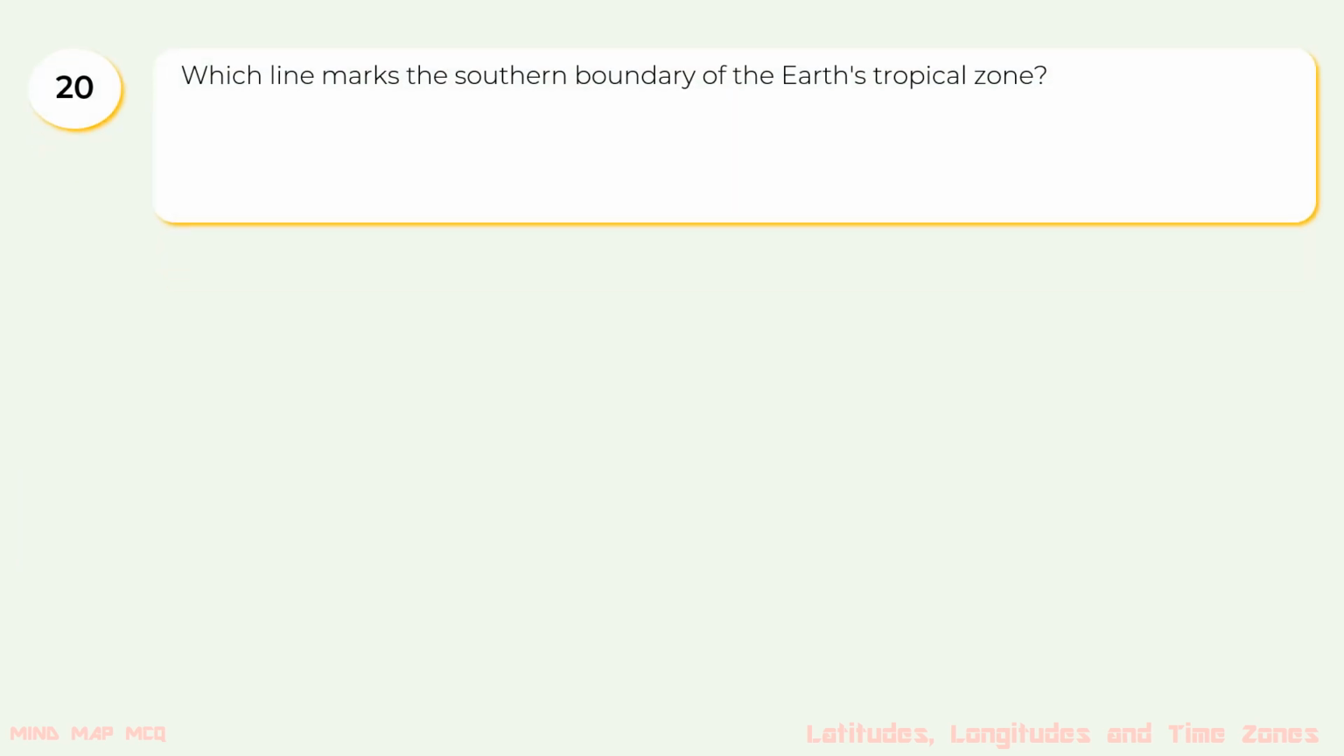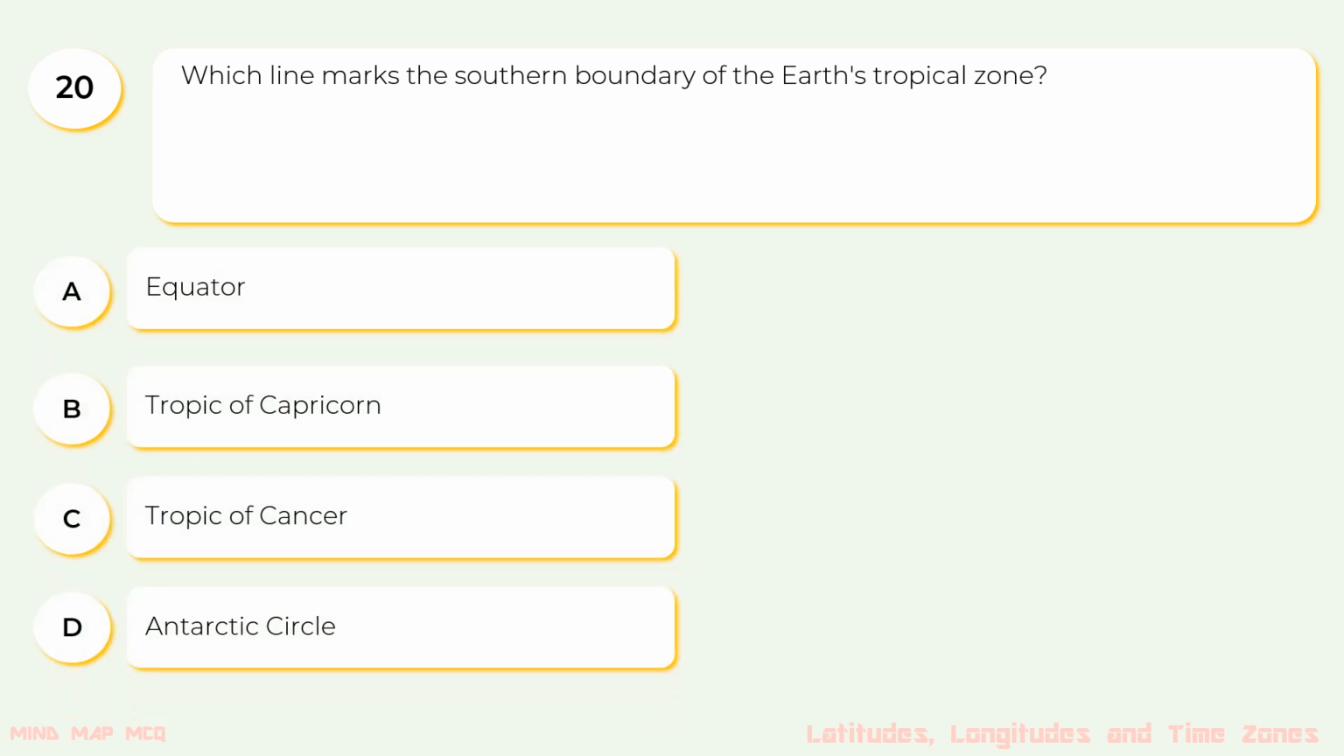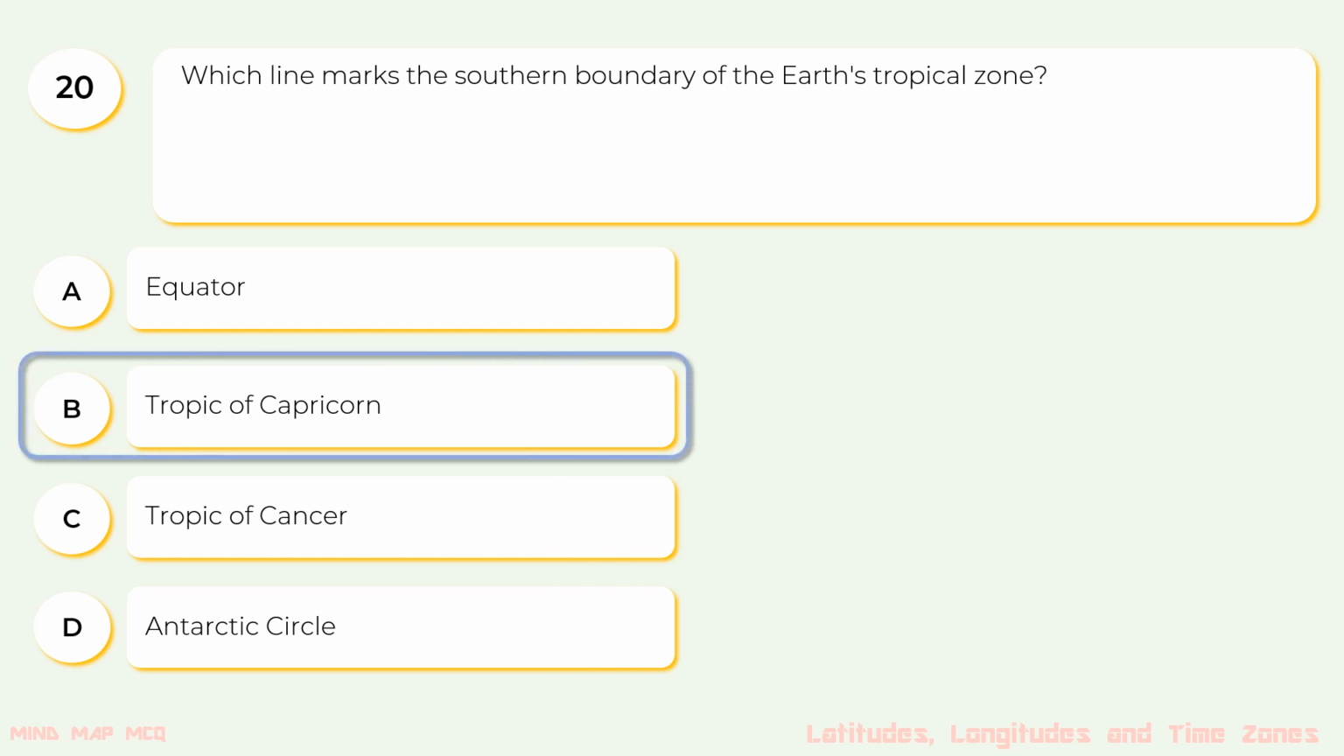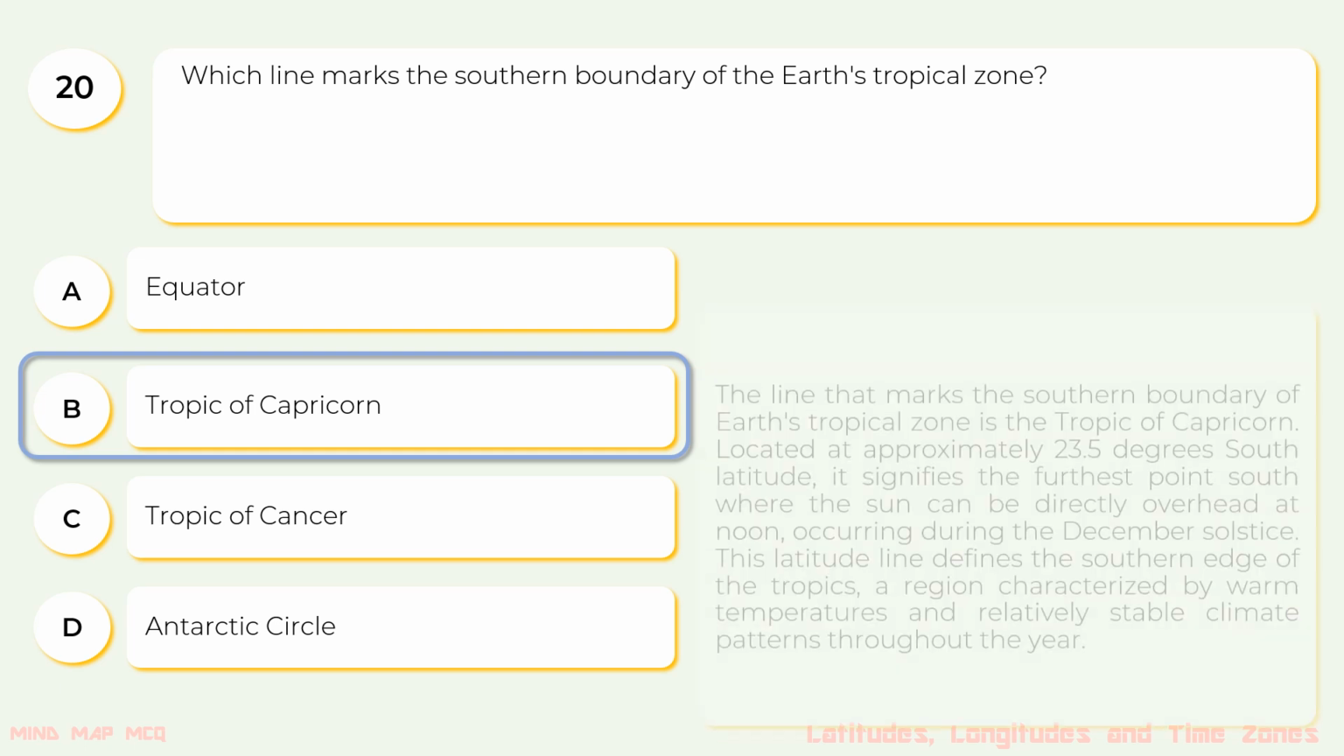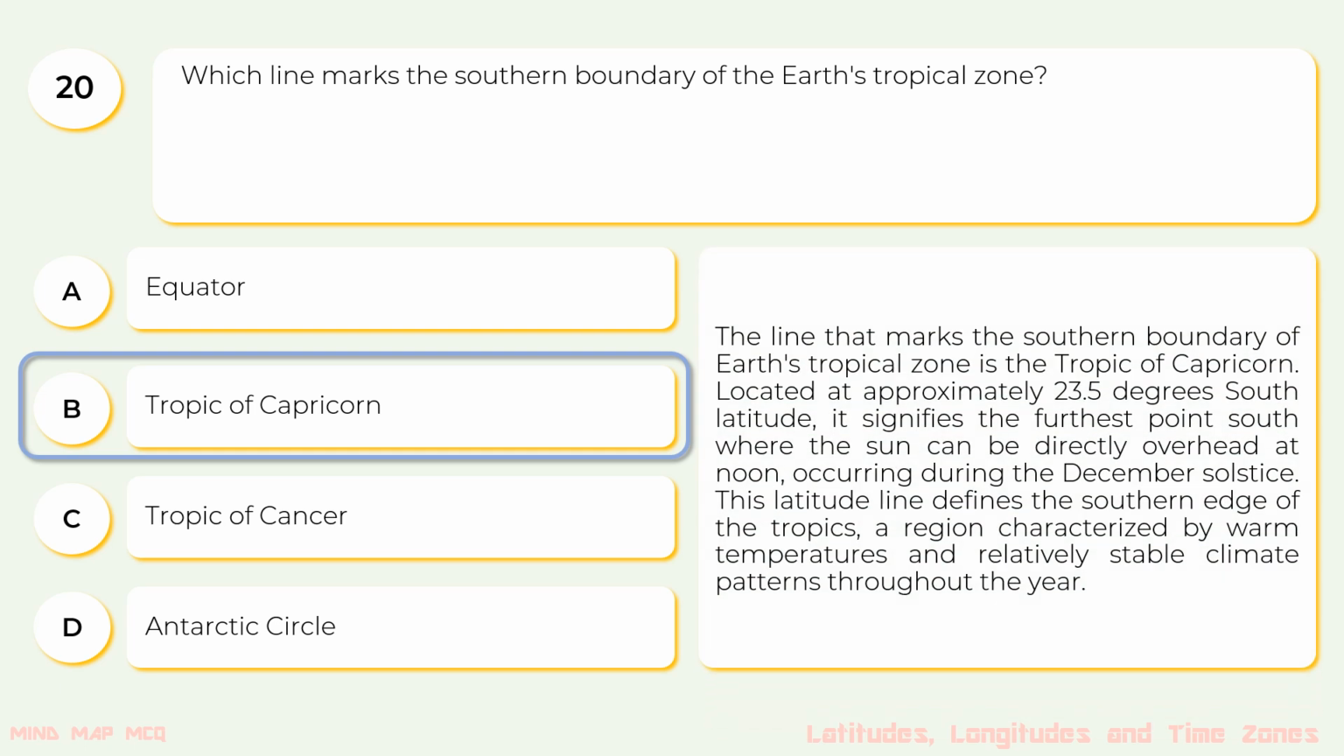20. Which line marks the southern boundary of the Earth's tropical zone? The options are A equator, B Tropic of Capricorn, C Tropic of Cancer, D Antarctic Circle. The correct option is B Tropic of Capricorn. The line that marks the southern boundary of Earth's tropical zone is the Tropic of Capricorn.